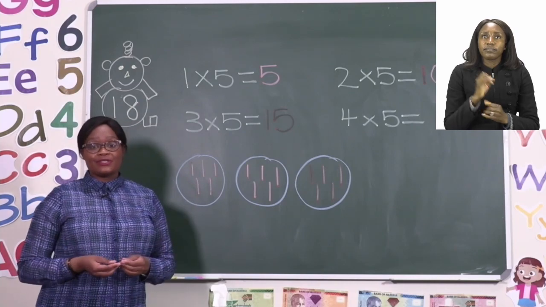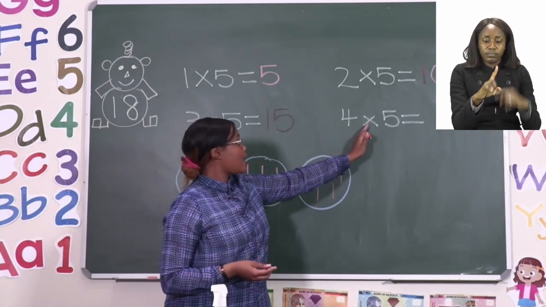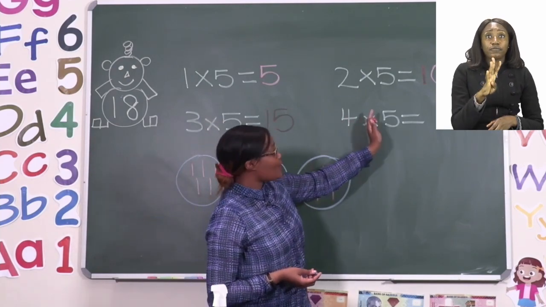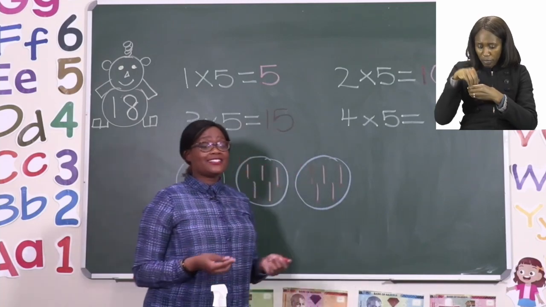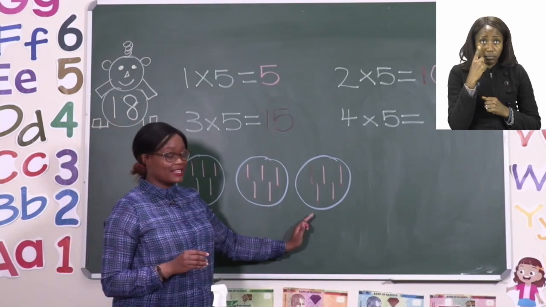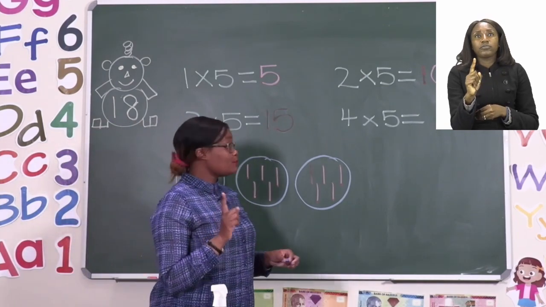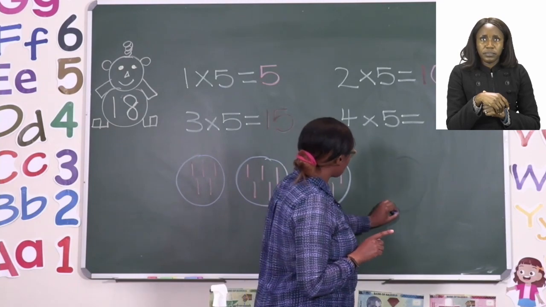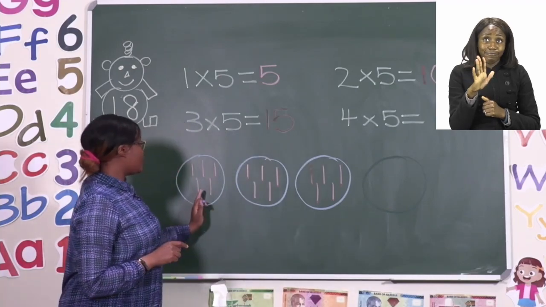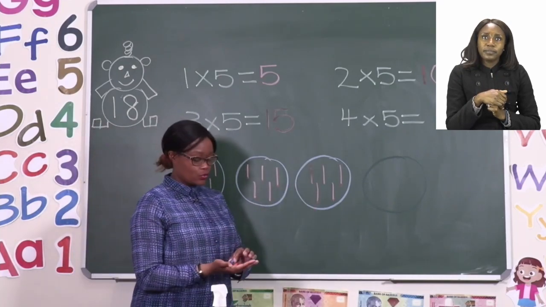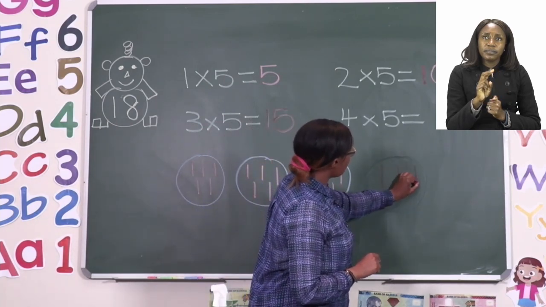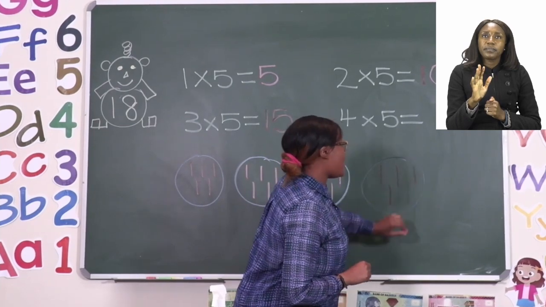The last one we're going to do today says 4 times 5, which is the same as saying 4 sets of 5. So, for us to get our answer, we need to draw 4 sets. Now we already have 3, which means we need to draw one more set to make them 4. And then we are saying that each set has 5. We know that our 3 sets have 5, so we need to draw 5 in the next one. 1, 2, 3, 4, 5.